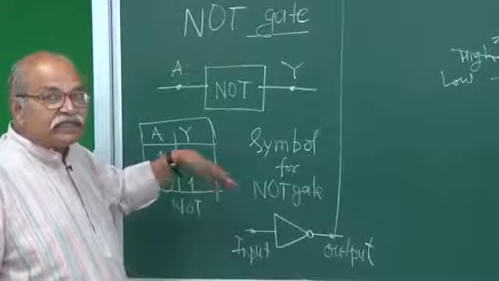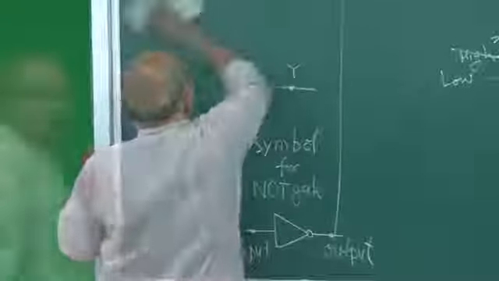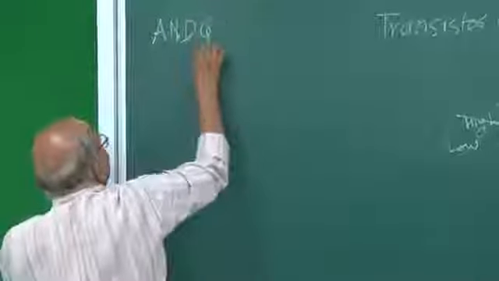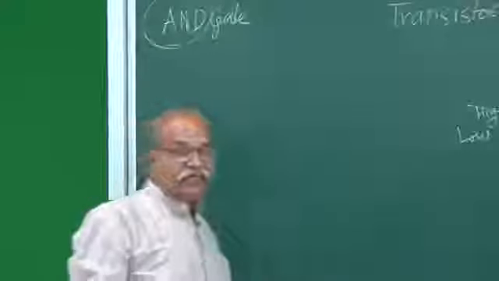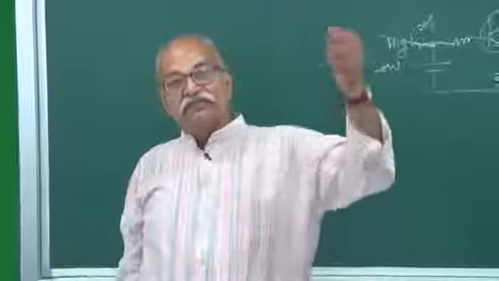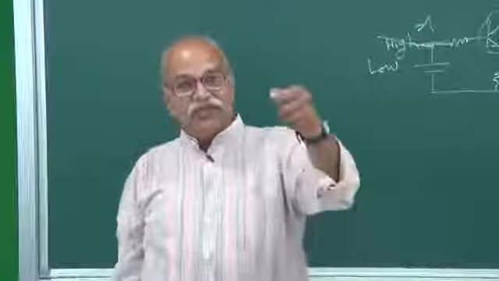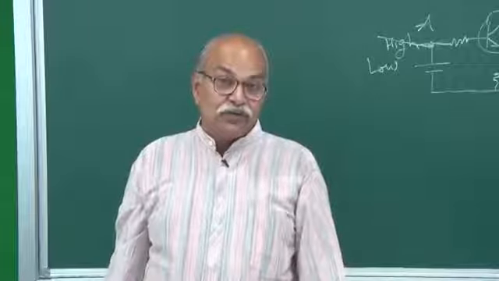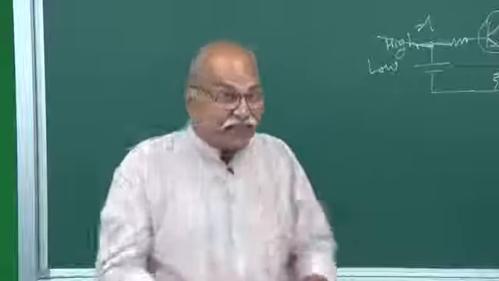Then next, let's take the AND gate. This AND tells that if all your inputs are high, if you have 2 inputs, the first input should be high and the second input should also be high. So if both the inputs are high, then the output is high, and if any one of them goes to low, or both of them go to low, then the output is low. That is why the name AND.